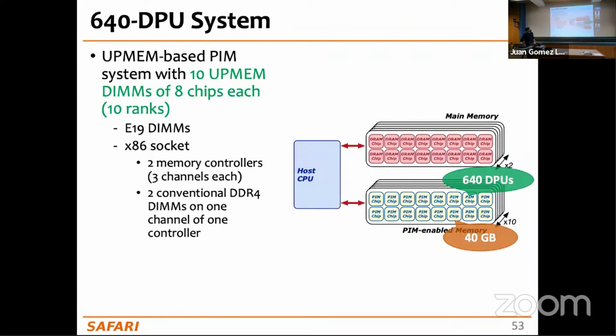Okay, and we have also experimented with a smaller system. In this case, it only contains 10 UPMEM DIMMs of 8 chips each. These DIMMs correspond to an older version of the UPMEM DIMMs, but still 640 DPUs and up to 40 gigabytes of PIM-enabled memory in this system.